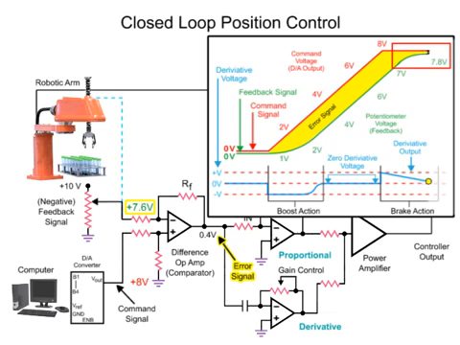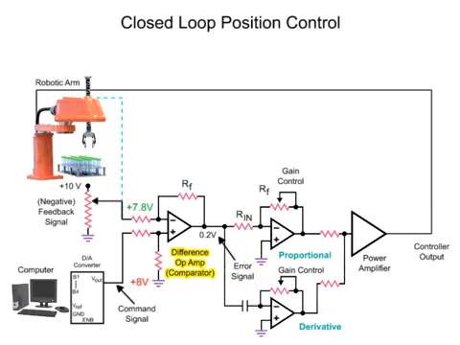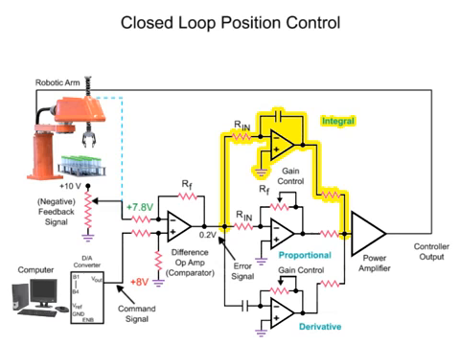Friction and mass of the robotic arm contribute to the system negatively, where the robotic arm fails to reach the desired position. With a reduced error signal due to feedback voltage and command voltage not being equal, a steady-state error condition exists. In this condition, the difference op-amp creates a steady voltage and the arm continues to move. To overcome the steady-state error, an integral amplifier is added to the circuit.